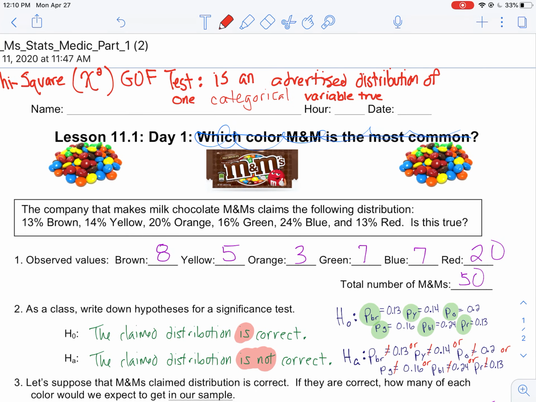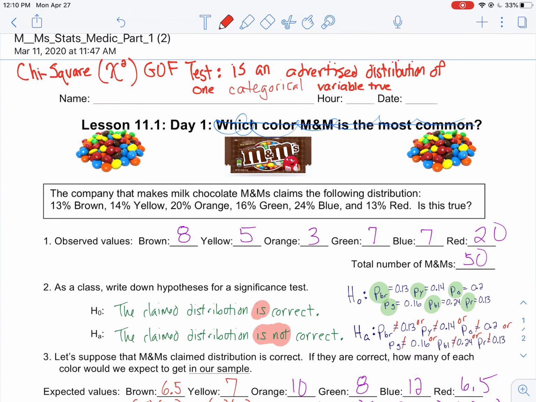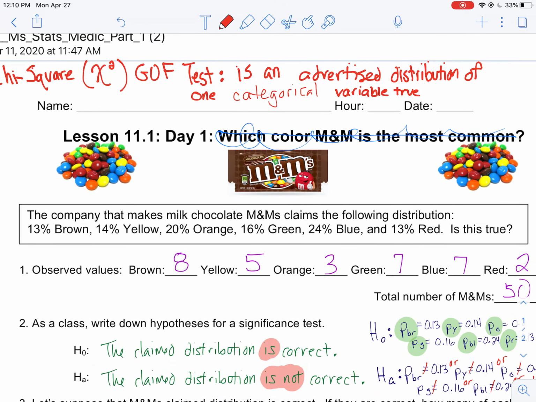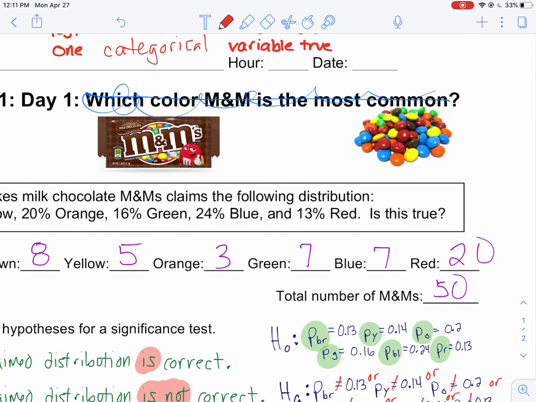Now, M&Ms up here, you'll notice that they claim that 13% of M&Ms are brown, 14% are yellow, 20% are orange, 16% are green, 24% are blue, and 13% are red. Now, granted, we aren't always going to get that distribution from a random selection. There's always variability in sampling. What we're trying to see is, is it really likely that we're going to get a distribution that looks like this, if our population really looks like the 13% brown, 14% yellow, and so on? Should we really be getting a sample that looks like what I got? That's what we're testing here.